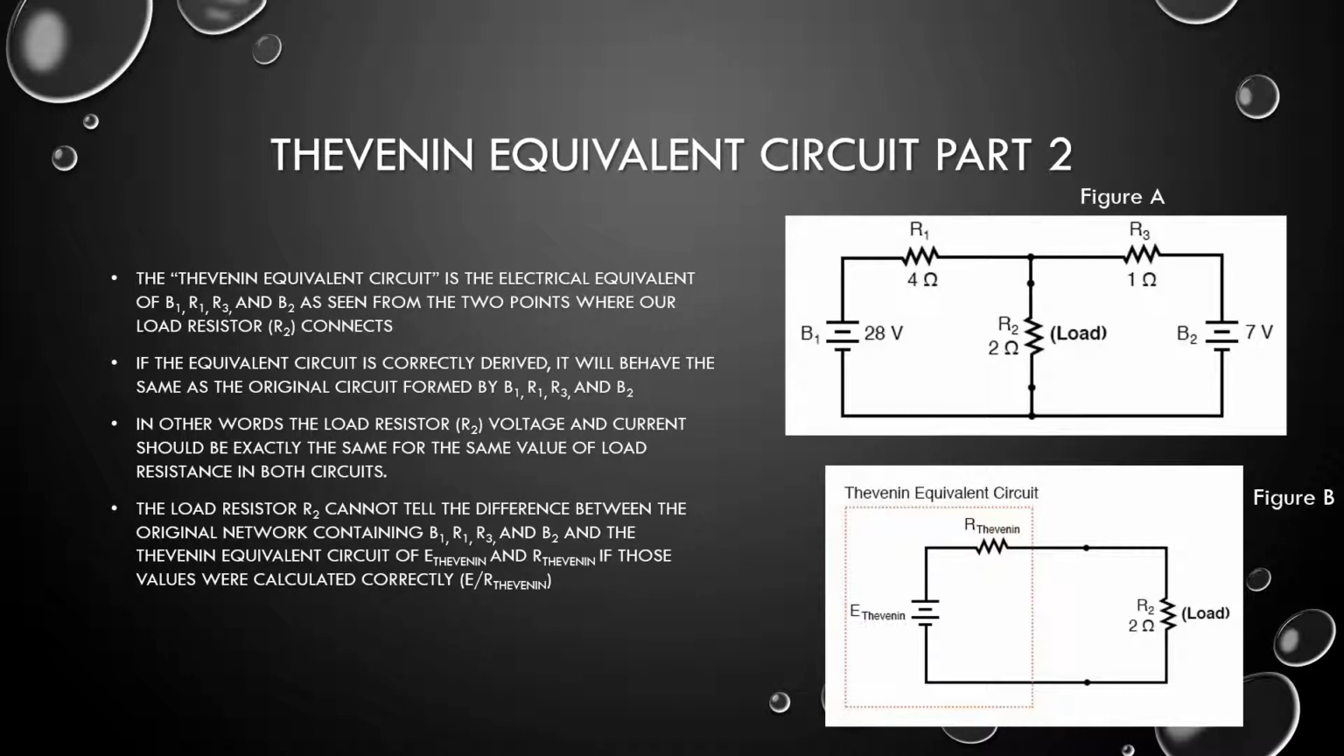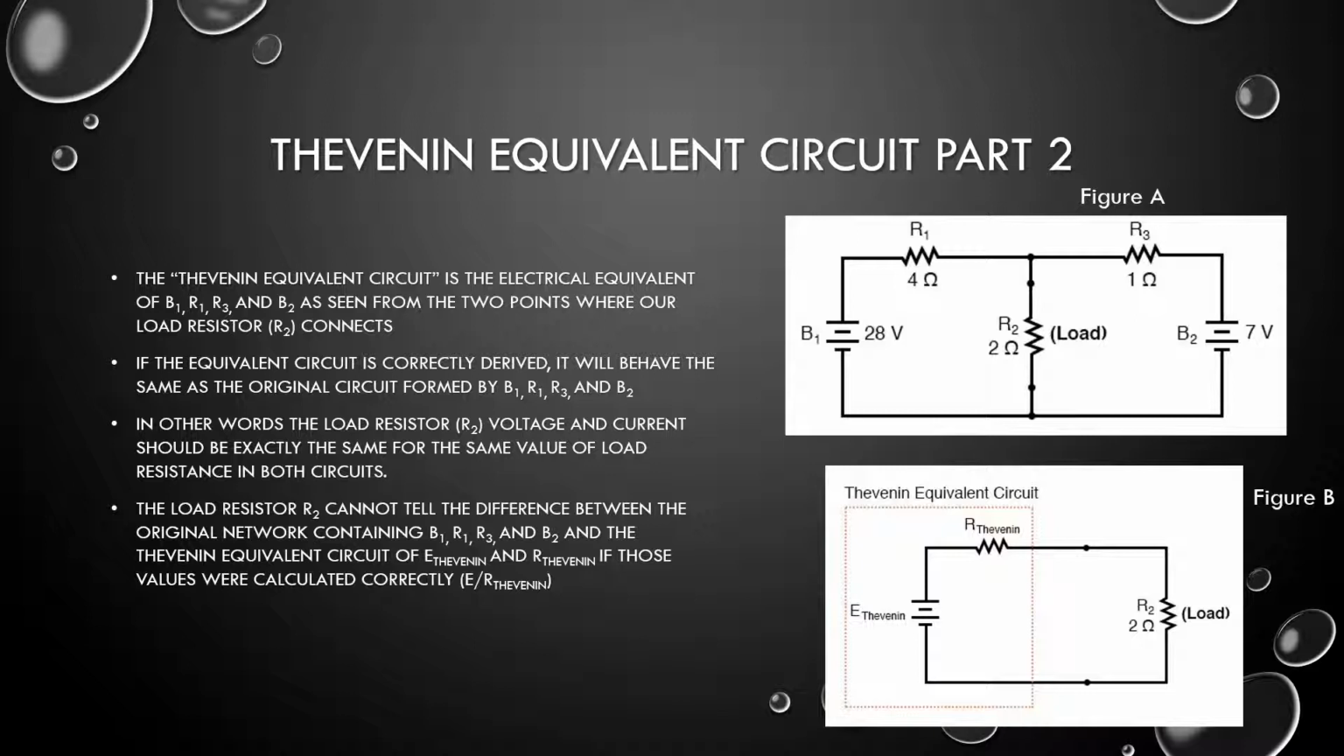Thevenin equivalent circuit part 2. The Thevenin equivalent circuit is the electrical equivalent of B1, R1, R3, and B2 as seen from the 2 points from where our load resistor R2 connects. If the equivalent circuit is correctly derived, it will behave the same as the original circuit formed by B1, R1, R3, and B2. In other words, the load resistor R2 voltage and current should be exactly the same for the same value of load resistance in both circuits.